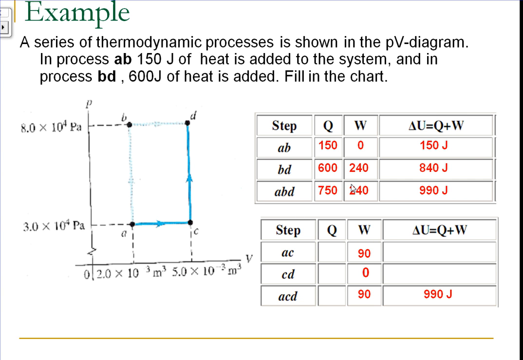You see, I had a significant change in the amount of work from A to B to D as from A to C to D. So this tells me that the heat that must be added between A to C to D is 900 joules.